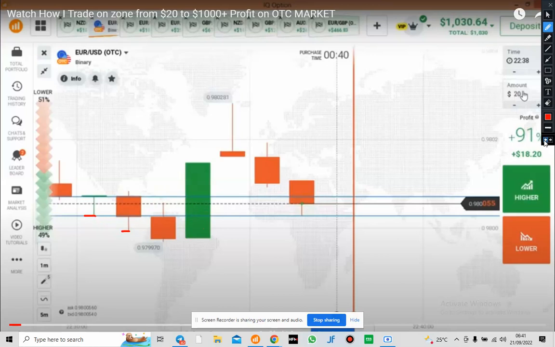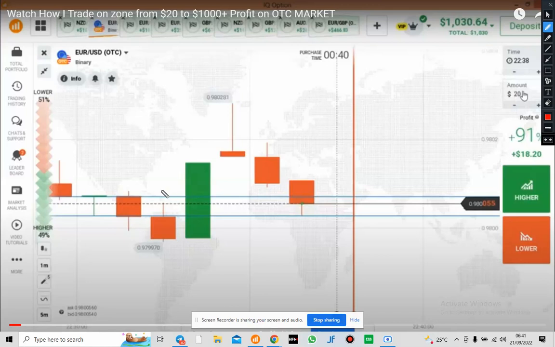But what happened? This candle changed the whole story of what has happened on the left side. A strong green candle broke this zone. If the candle closes inside this zone and something like this happens, the next candle here will be a red. But this candle changed the whole story.